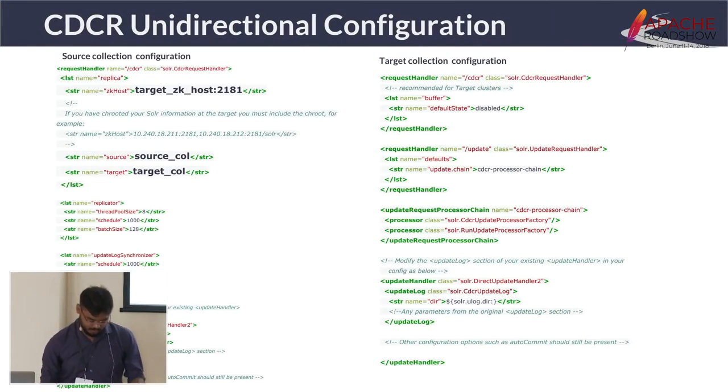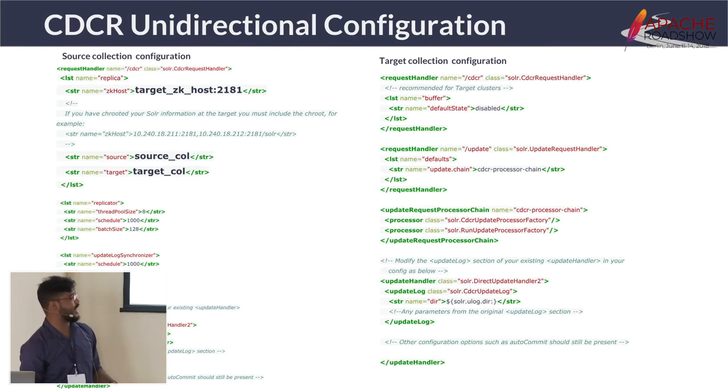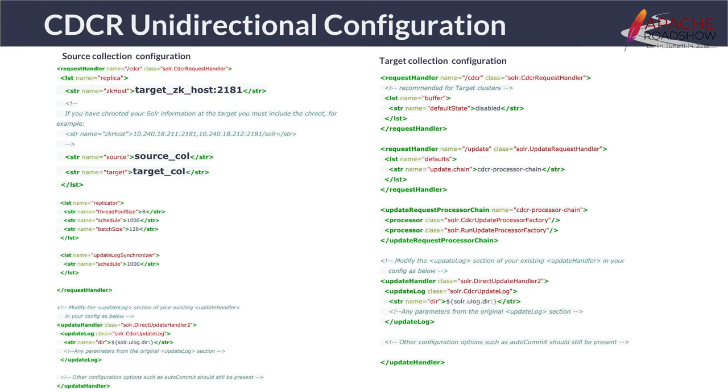This is how a sample configuration of the unidirectional approach looks like. We will discuss all these configurations in a bit more detail in the later slides. What we would really like you to focus upon is the ZK host string and the target parameter value. So at your source, you can define your target's zookeeper connect string, and you will define the target collection value. You can have multiple sets of these kinds of configurations for your X number of targets at your source.